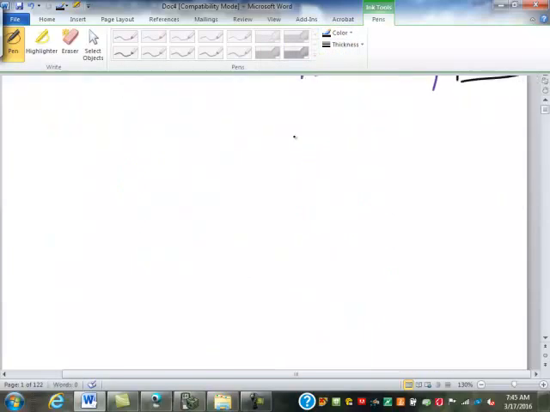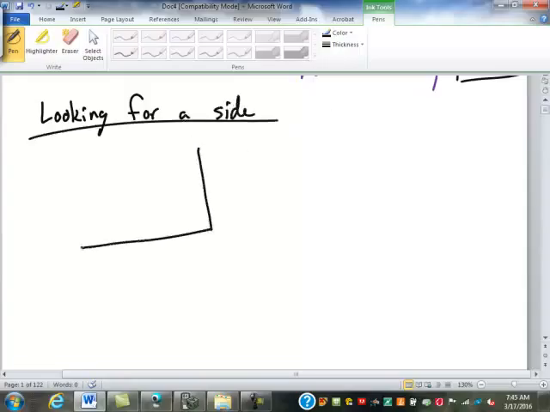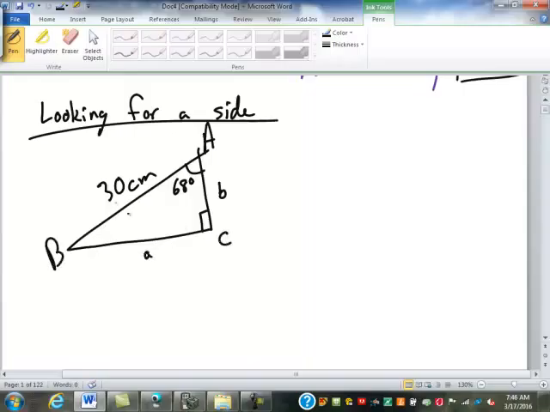If we are looking for a side, now again, we're always given the right angle. Pretend that looks like a right angle. And we always have to be given at least one side. So let's say I'm given it that's 30 centimeters. And I'm given this angle here is 68 degrees. Let's say I want to find this side right here. I'll call this side B. I'll call this angle A, B, and C. So this is side little a, little b, and little c.